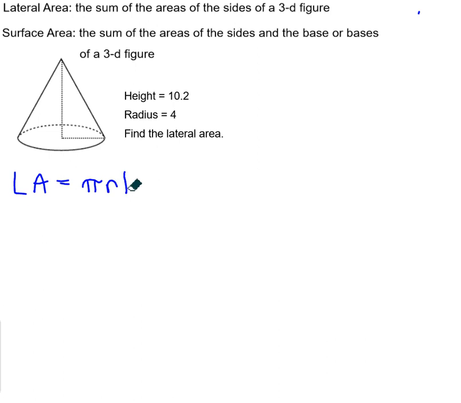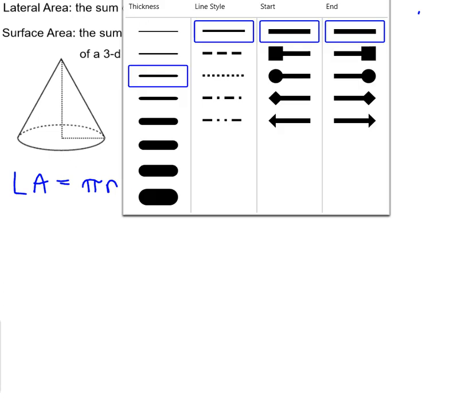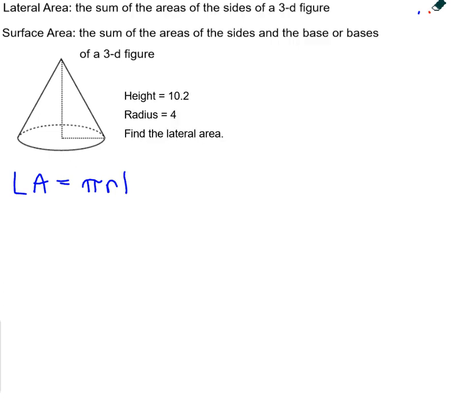So let's have a conversation about what we are given and what we already know in this problem. To begin with, our problem gives us a height of 10.2. So that's going to be the dimension right here, the true height of our cone. The radius is 4. I'll fill that in right here. And for the purposes of our formula, it's important that we understand what L stands for. L stands for the slant height.